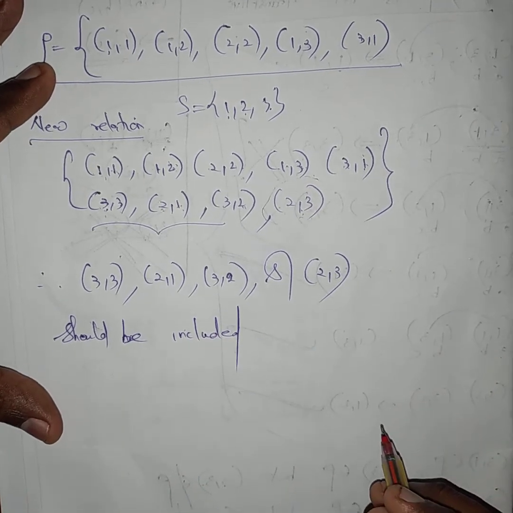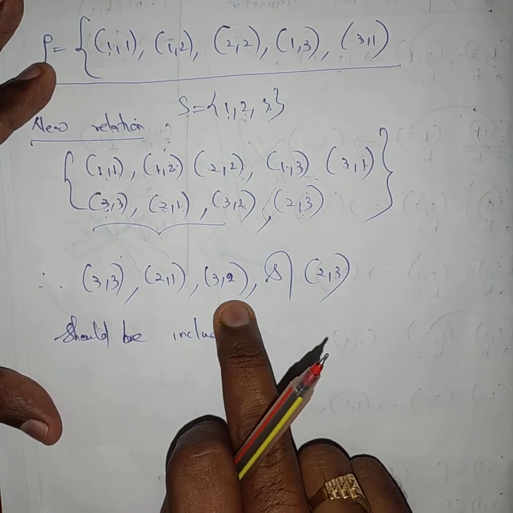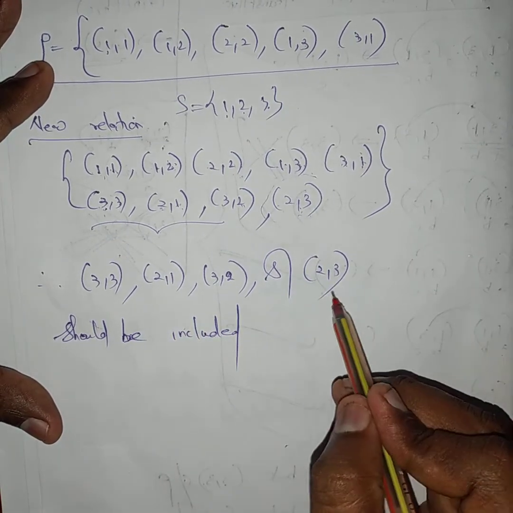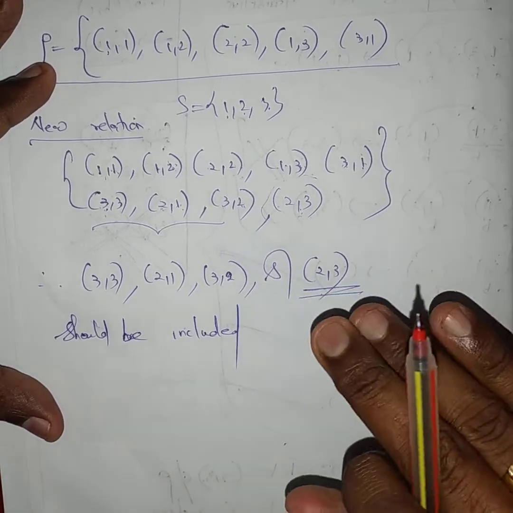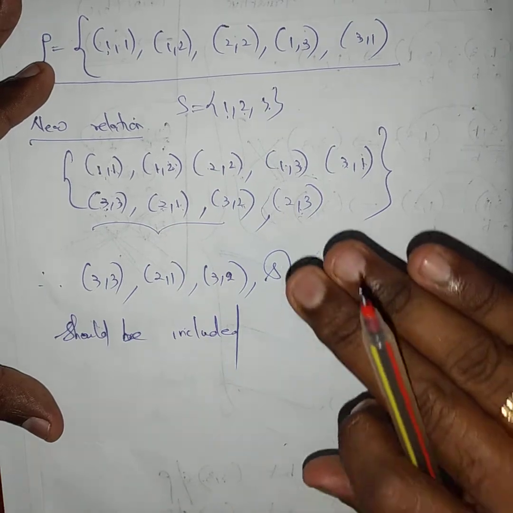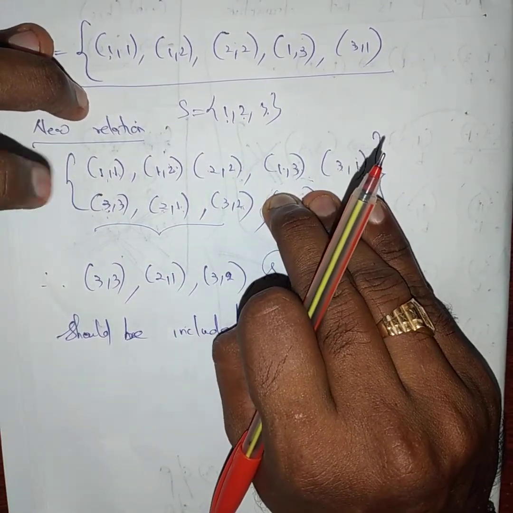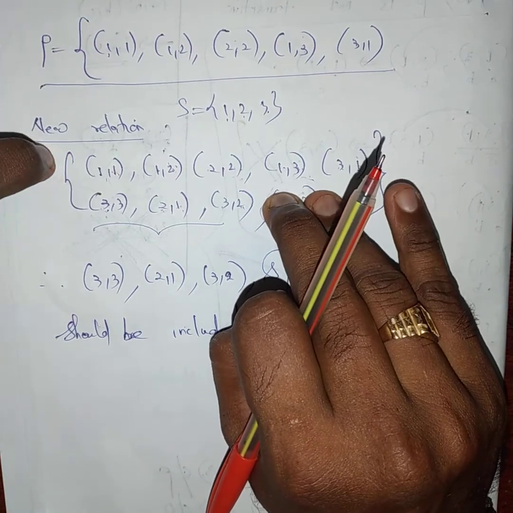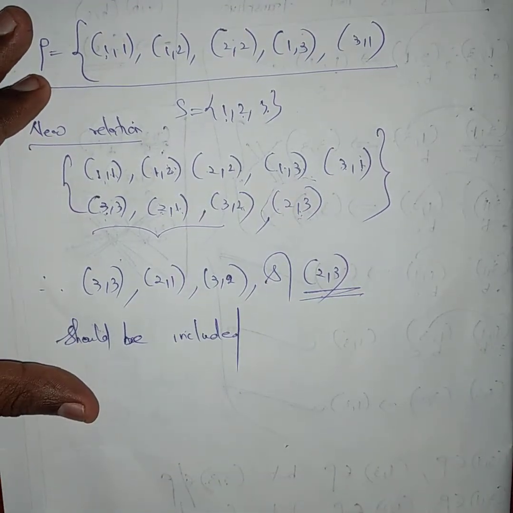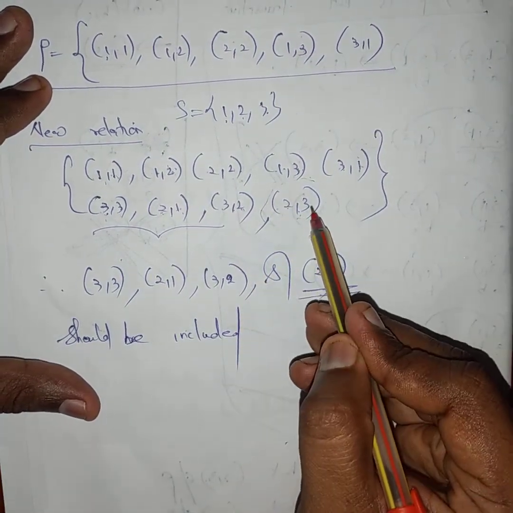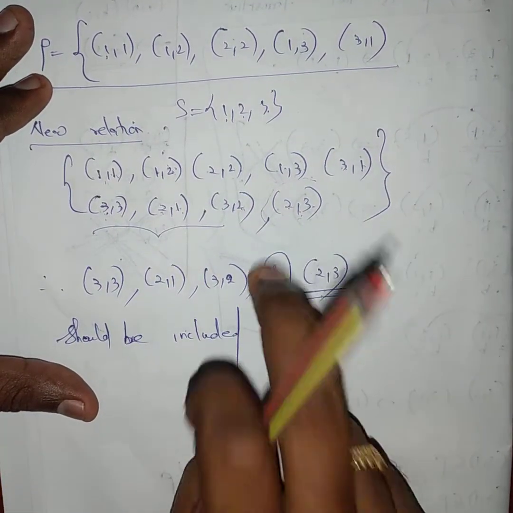Should be included. This is the main thing. 3, 3, 2, 1, 3, 2 and 2, 3. This is very, very important. All will forget this. It should be included to make it transitive, and then make it an equivalence. If we do not put 2, 3, symmetric is unsatisfied. If symmetric is unsatisfied, we cannot prove the equivalence relation. So to make symmetric satisfied, for 3, 2, I need to put 2, 3. So symmetric is satisfied. Surely, if we check, transitive is also satisfied.